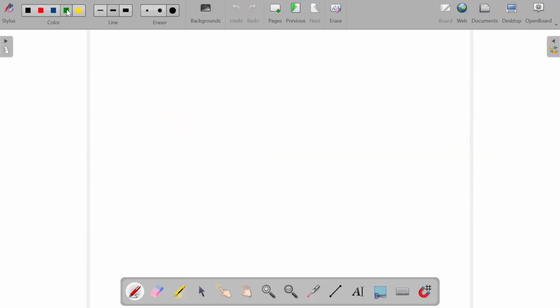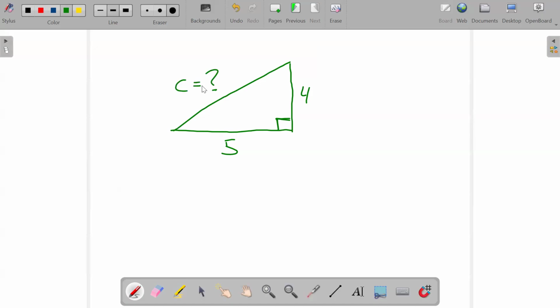So let's try a triangle where the base of the triangle is 5 and the height of the triangle is 4. And base and height always have to be perpendicular. That means right angle. I want to know what is the length of that long side. So I'm going to call that missing side C.